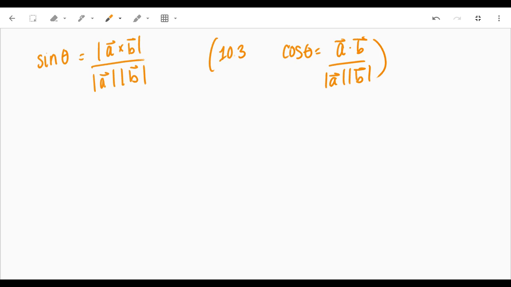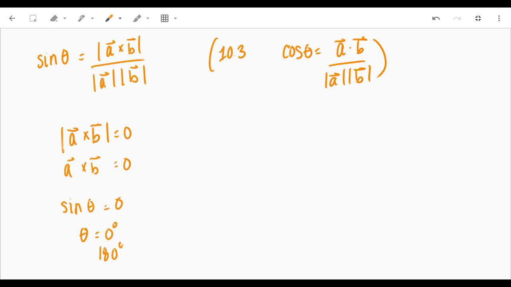Same thing, we think about what happens if that numerator is 0. If the magnitude of A cross B is 0, that means that A cross B has to be 0, right? And that would then mean that the sine of theta is 0. So you can think about what type of angle has a sine of 0. 0 degrees or 180 degrees, right?